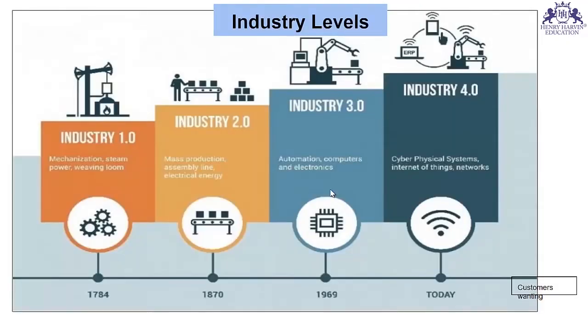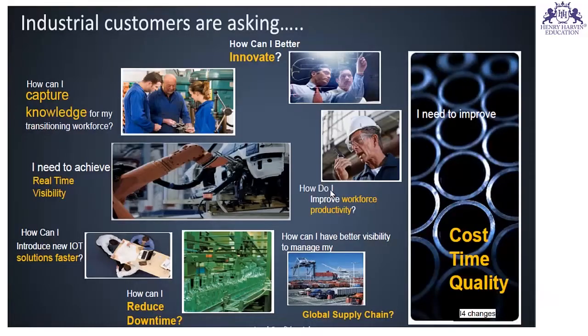What are the industry levels? As we see, they started from Industry 1, where we had mechanization, the steam power, weaving loom. Industry 2, mass production, assembly line, electrical energy, and that happened in the 1870s. And then we saw Industry 3, which probably happened during our time. And what is happening today is Industry 4, which consists of cyber physical systems where your whole systems are connected to the internet and they are transmitting data to each other.